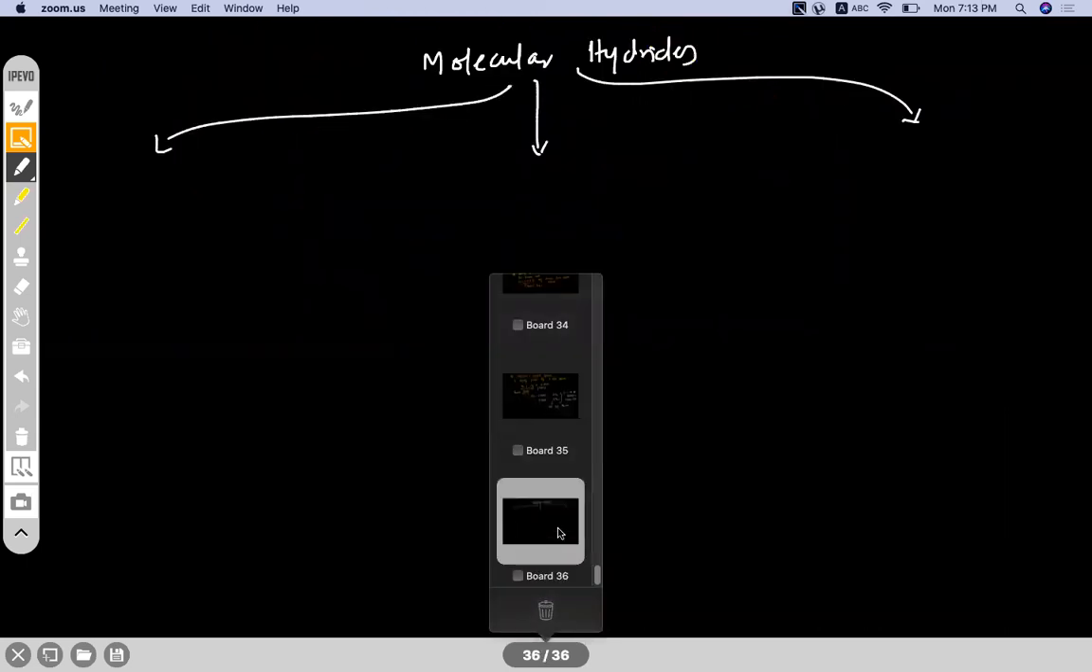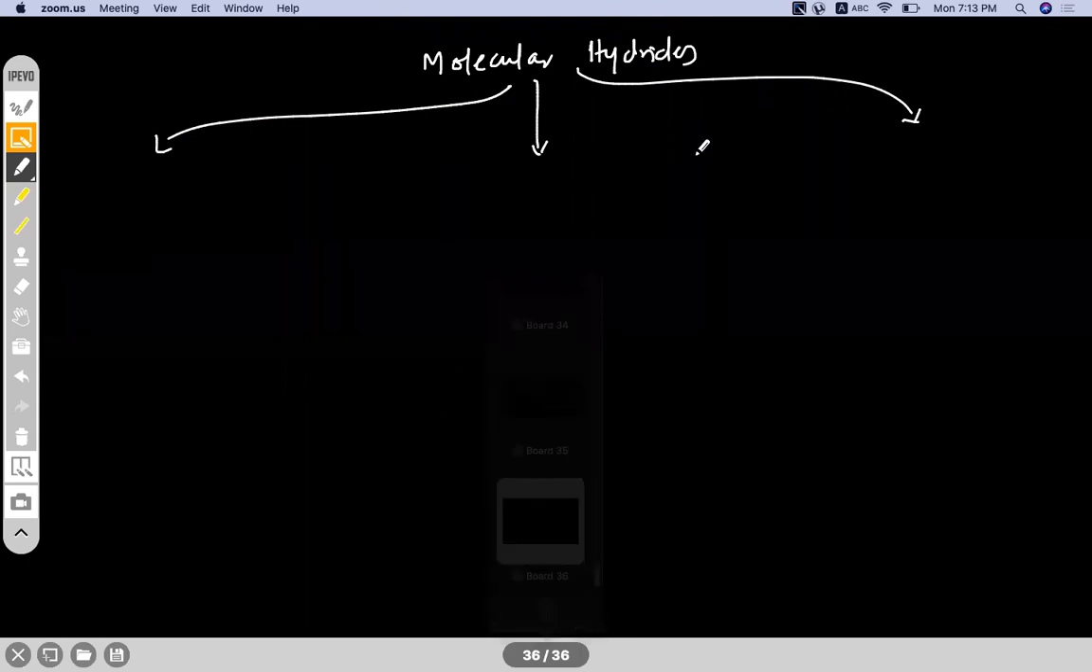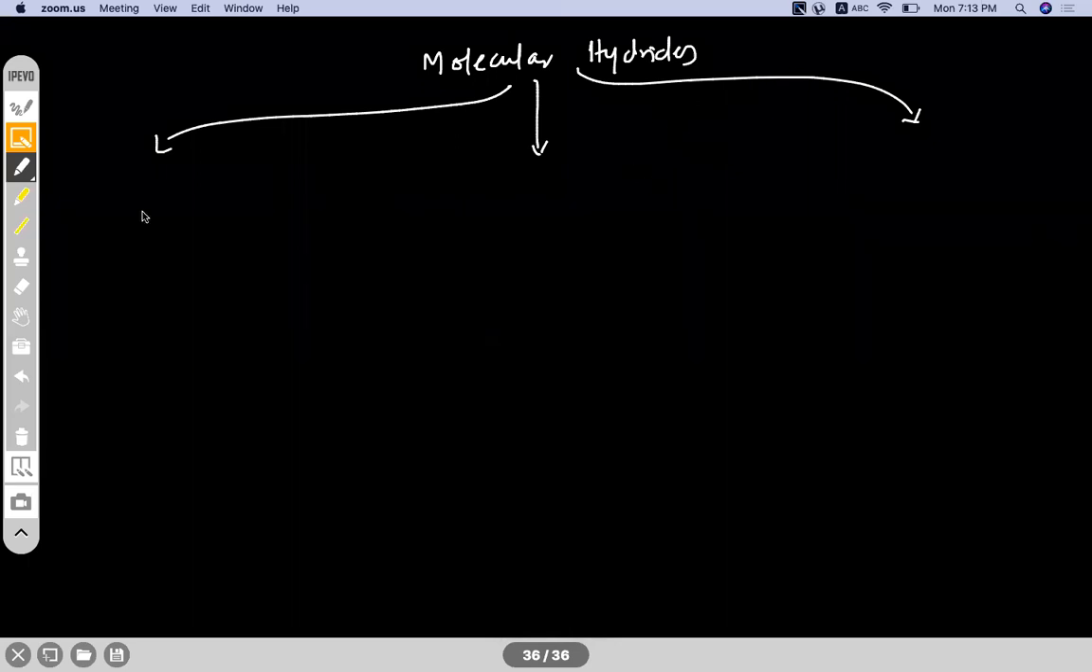So this is further classified into three categories. The first type is electron deficient. Electron deficient means the molecule has less than 8 electrons. The second type is electron precise, exactly 8 electrons. Then electron rich, okay, more than 8.